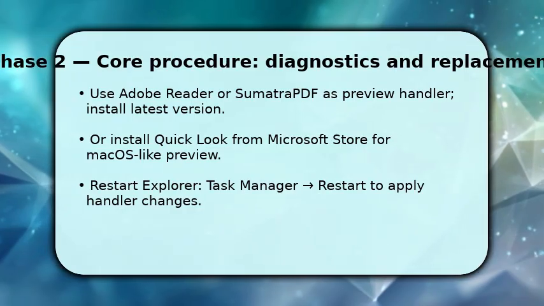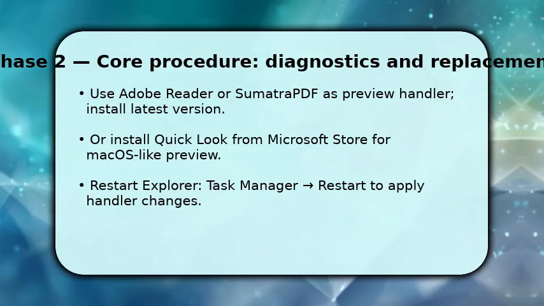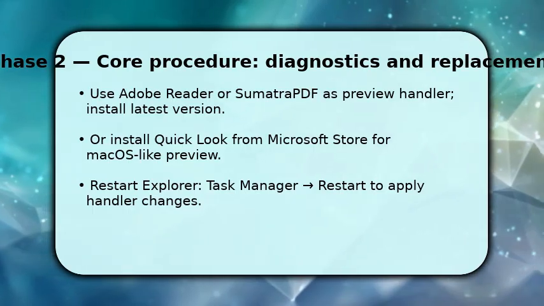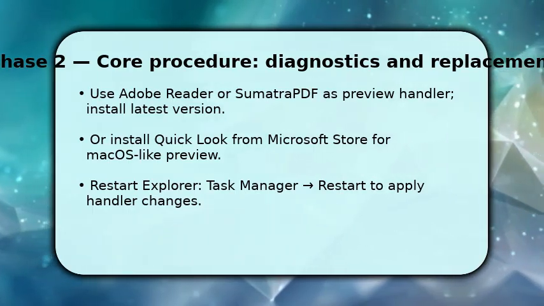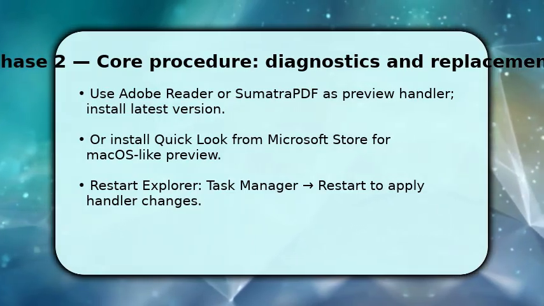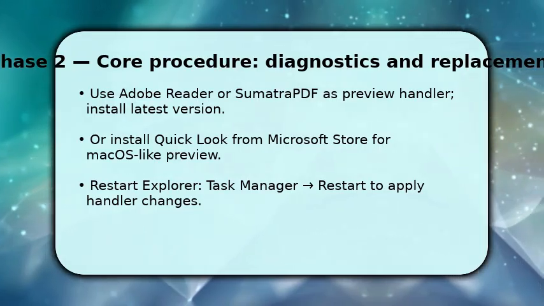Install Adobe Reader or Sumatra PDF and choose to enable preview integration during install because those handlers register with Explorer. Alternatively, install Quick Look from the Microsoft Store to get spacebar previews. This works fast and light. After installation, make sure to restart Explorer in Task Manager so Windows picks up the new handler.